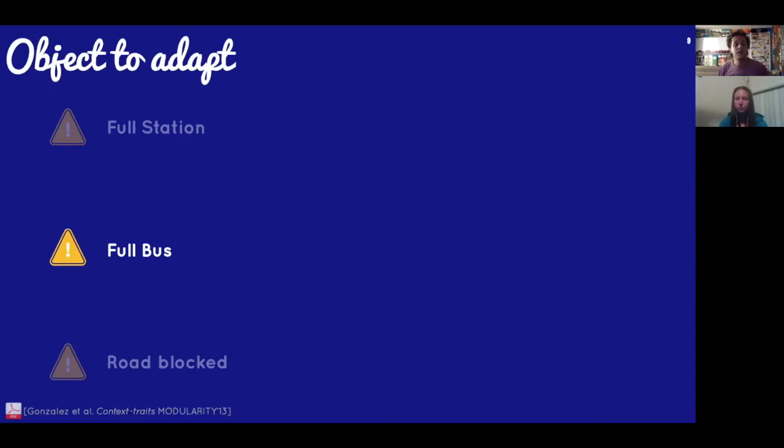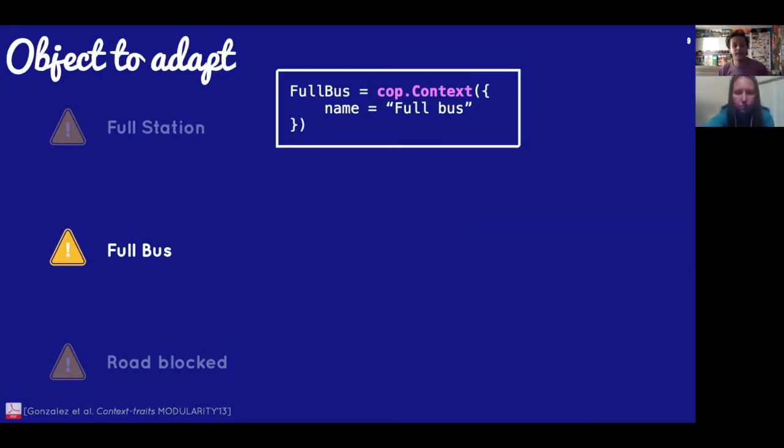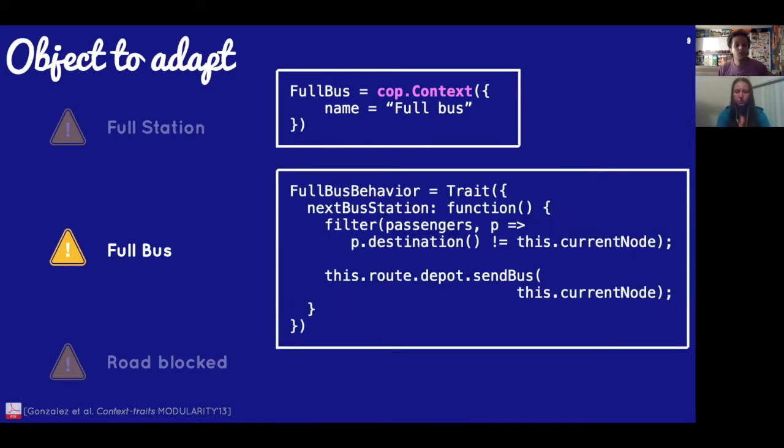So if we focus on the full bus adaptation, we need to define three main entities. First, we need to define the context associated to the alert. In our case, this is a context object, which we call a full bus context. Then we need to define the behavior associated to that context, the behavior that the adaptation will execute whenever the context is active. So in our case, we have the full bus behavior, where passengers cannot go on the bus, and we send an additional bus to the current station where the full bus is.